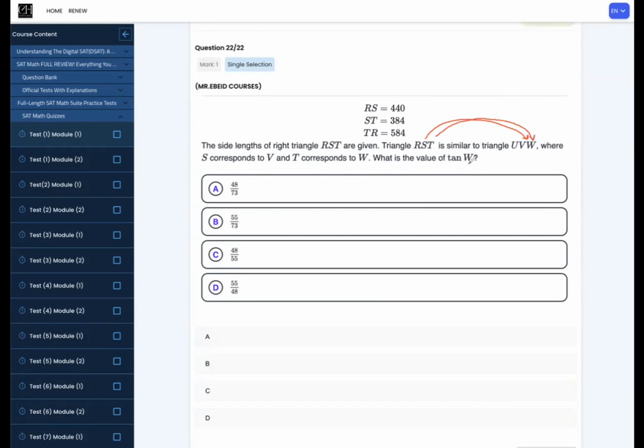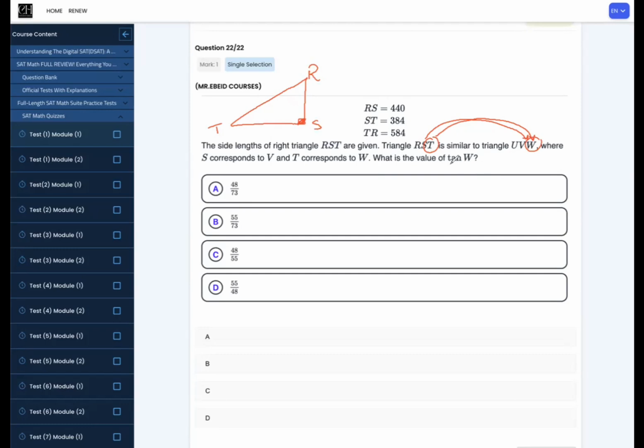What is the value of tan W? Okay, so tan W equals tan T. How can we find tan T? We'll draw the triangle like this. You know from the question that this is a right angle triangle. So where is the hypotenuse? The hypotenuse will be the longest side, which is TR. So the third letter will be here. So the measure of angle S equals 90.